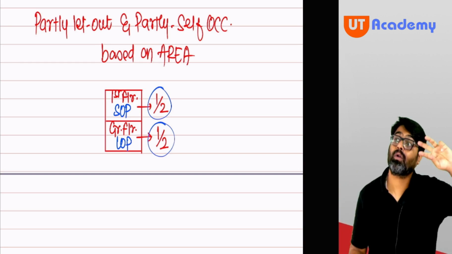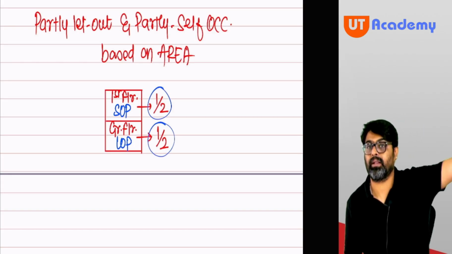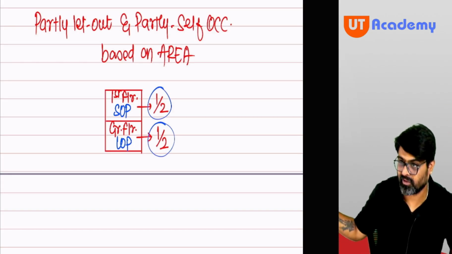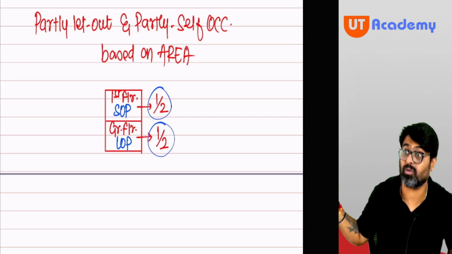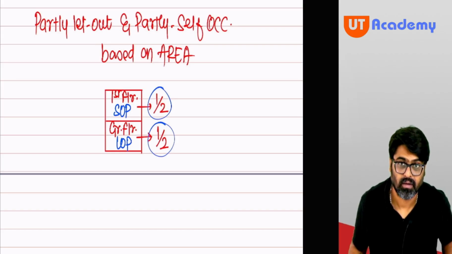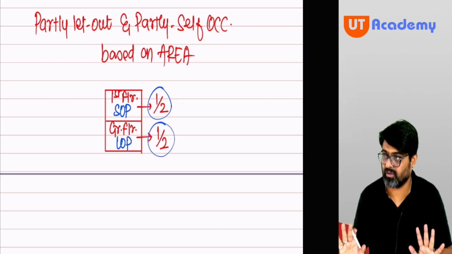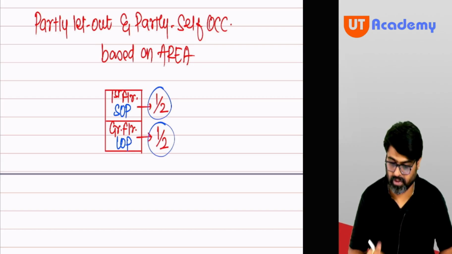What if you are already having other two SOPs for which you are claiming the exemption? Then this SOP exemption cannot be claimed. This will be treated as DLOP. Hello, sir. Will you remember this much? Now, one very important thing.